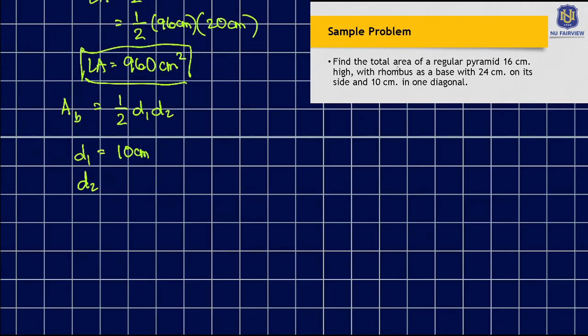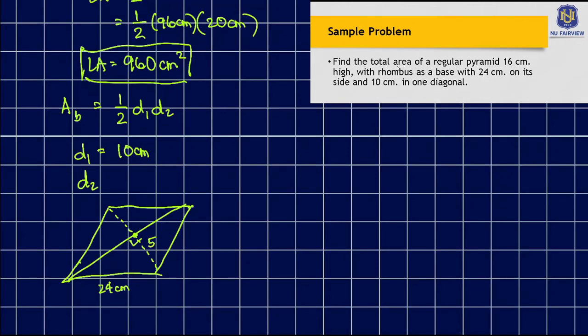Let's draw the figure ng rhombus. So, ito po yung ating rhombus. Meron kayong 24 cm dito. So, ito yung inyong D1, at ito naman ang inyong D2. At alam nyo na nagpo-form siya ng right angle. Now, they meet at midpoint. So, alam natin na this is 5. And this is 24. And this is our, sabihin natin, X.